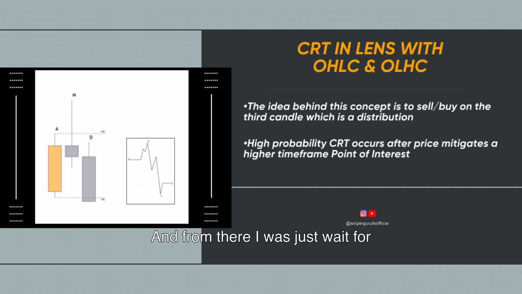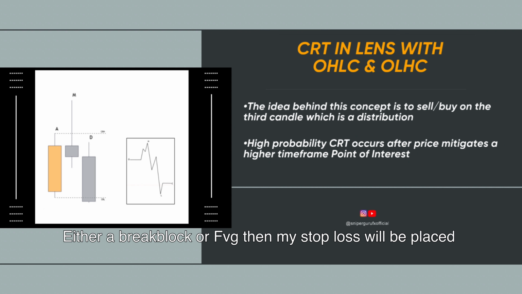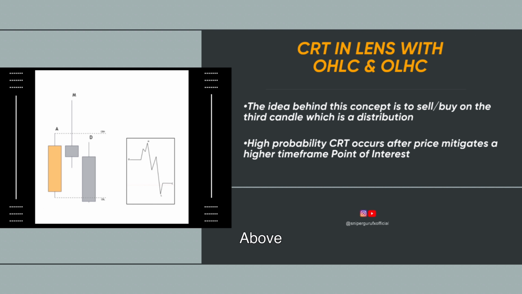And from there, I would just wait for a pullback into either a breakup block or FVG. Then my stop loss will be placed above the recent high or the high of the manipulation.